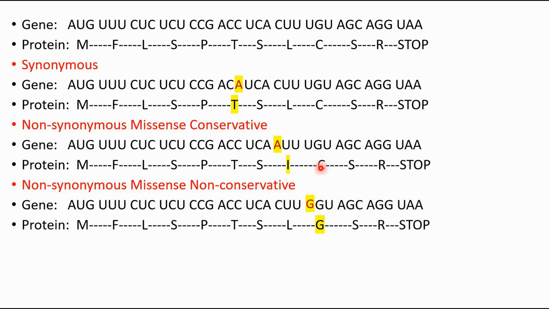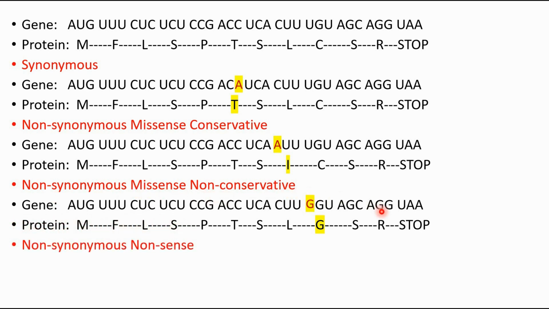As you can see here, UGU was coding for cysteine. But as we replaced this U with G, the codon is changed, and this codon codes for glycine. So these two amino acids are chemically dissimilar. So this mutation is called a non-synonymous missense non-conservative mutation.